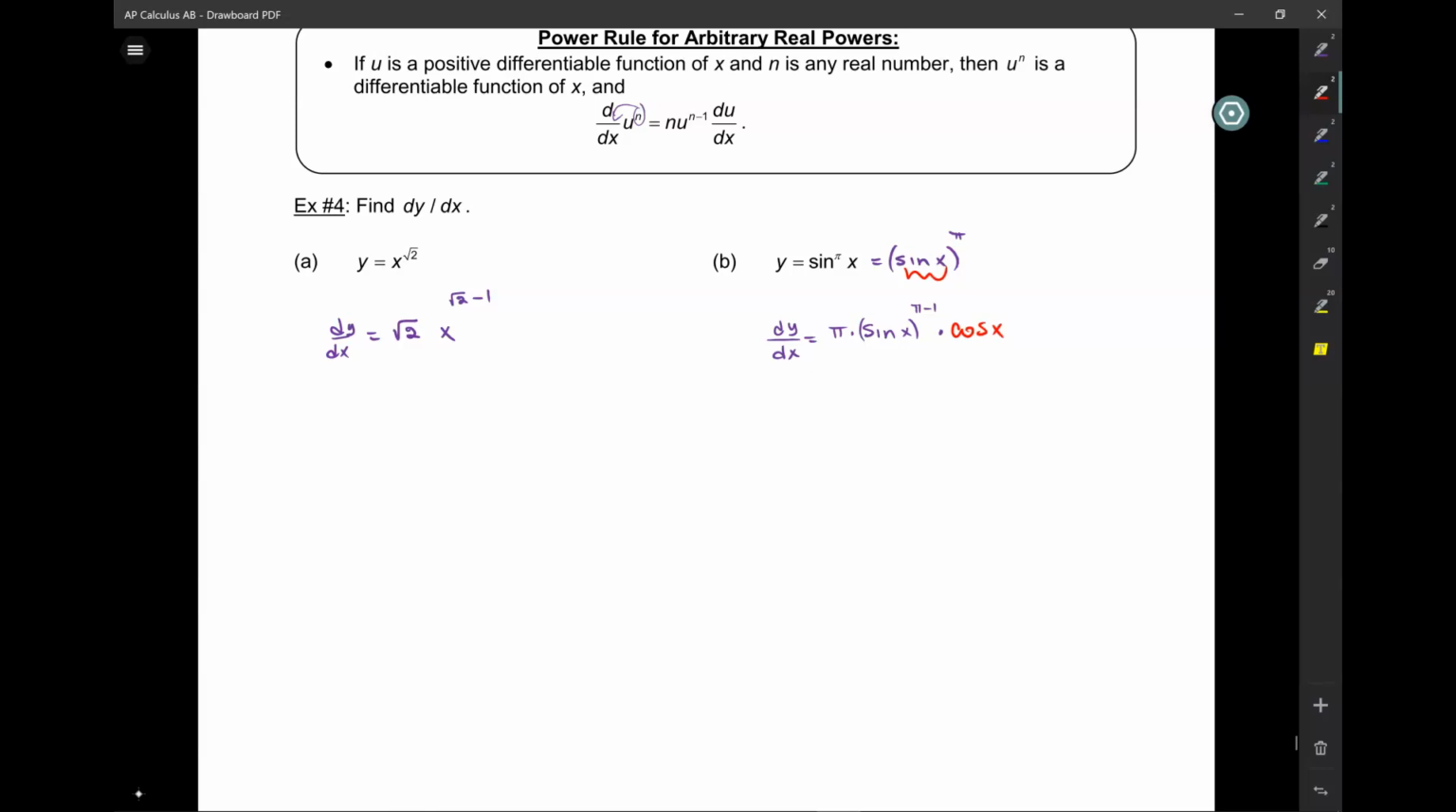You could put the x on the bottom, like root 2 x to the root 2 over x, because x to the root 2 minus 1 is the same thing as x to the root 2 divided by x to the 1. We could do that, and it would still be fine, right? It's unconventional.